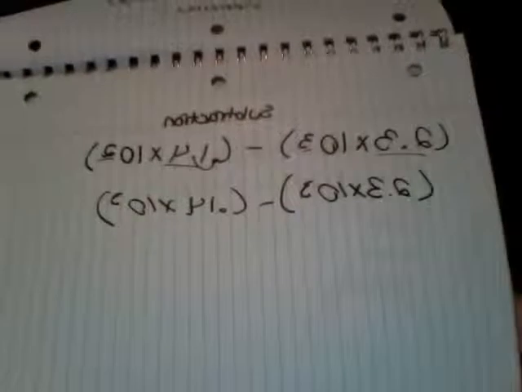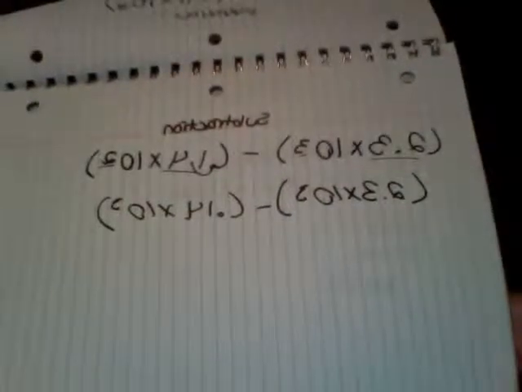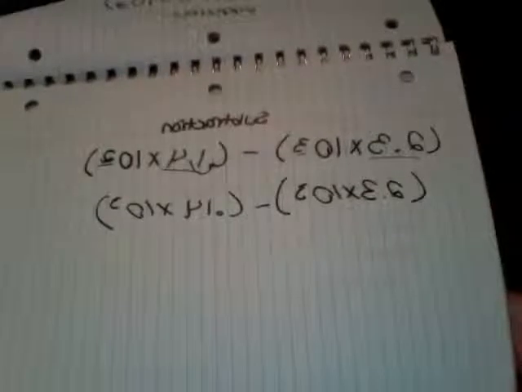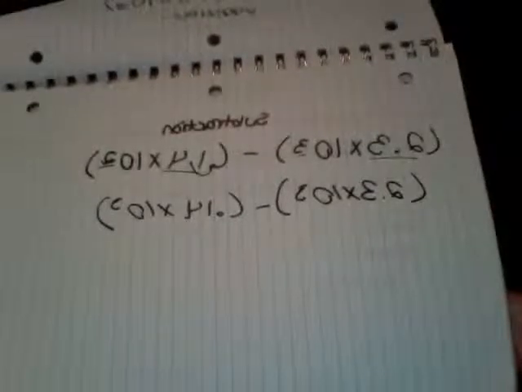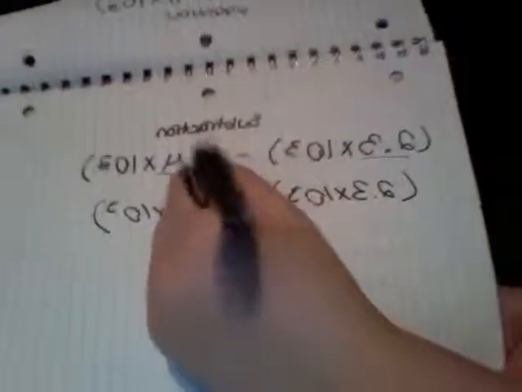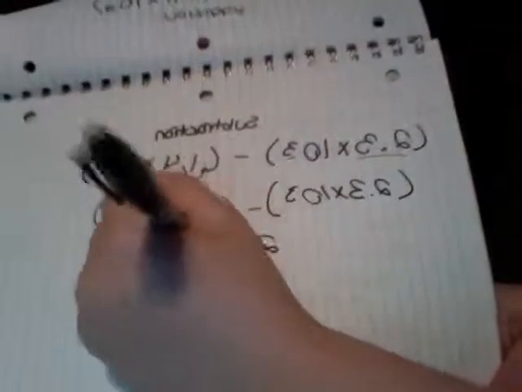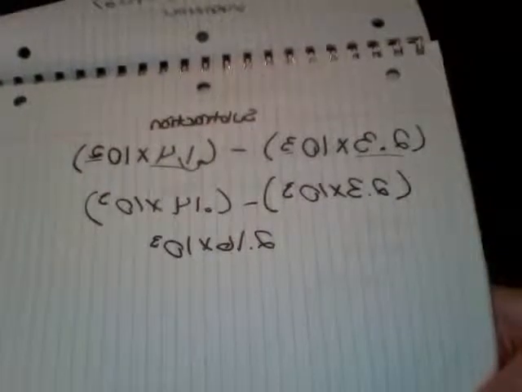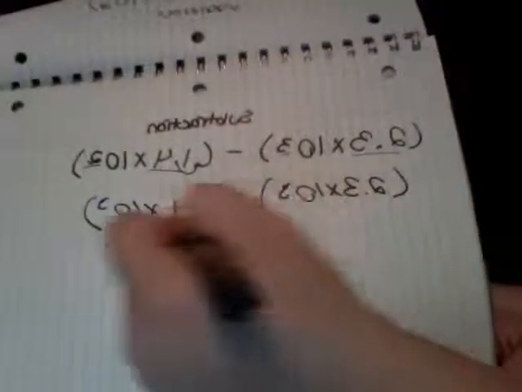Okay, it just gets simpler. So now you're going to subtract 2.3 minus 0.14, and your answer is 2.16 times 10 to the third. And again, the exponent stays the same. Okay, and that is your answer.